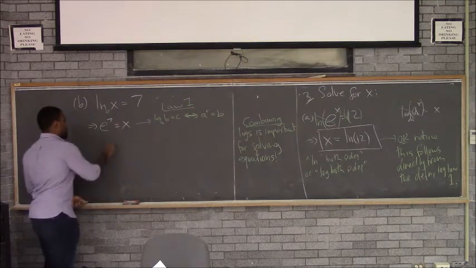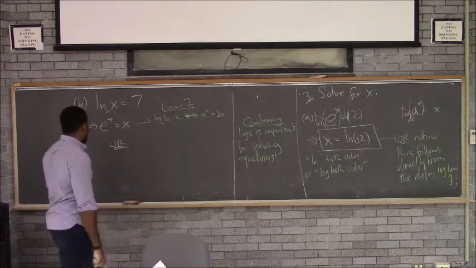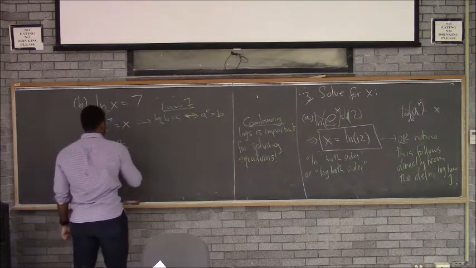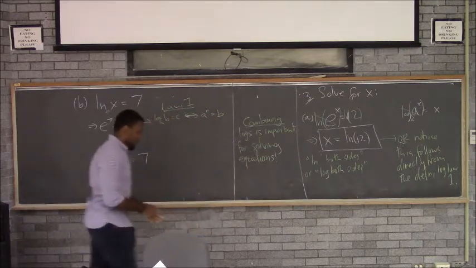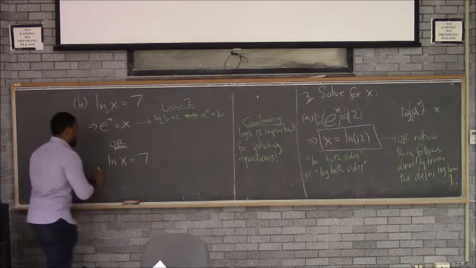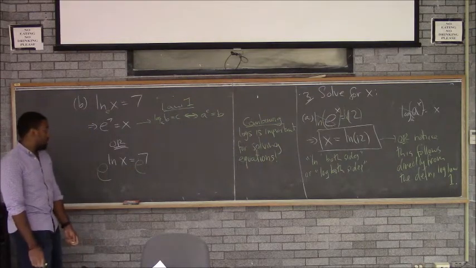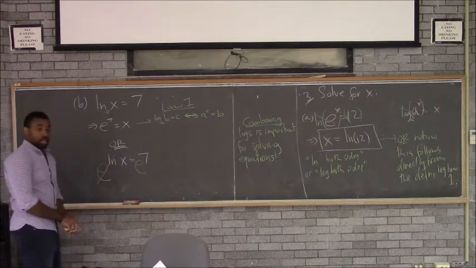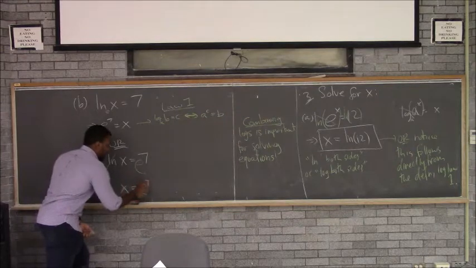Another common way to look at this problem is again using the exponential to cancel the logarithm. You have ln of x equals 7. The same way you can plug both sides into a log, you can plug both sides into the exponential. So you just imagine plugging both of these into the power of e. On this side, that would cancel, and you get x. And on that side, you'd be left with e to the 7th.